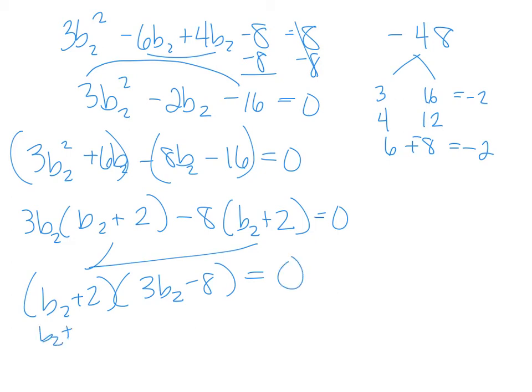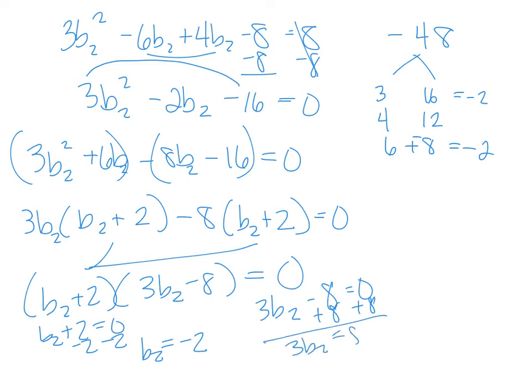So b2 plus 2 equals 0. Subtract 2 from both sides. b2 equals negative 2. We all know what we're going to do with that. 3b2 minus 8 equals 0. 3b2 equals 8. b2 equals 8/3. So right here, this is the measurement of base 2. Can't get a negative measurement, but my original one is 8/3.